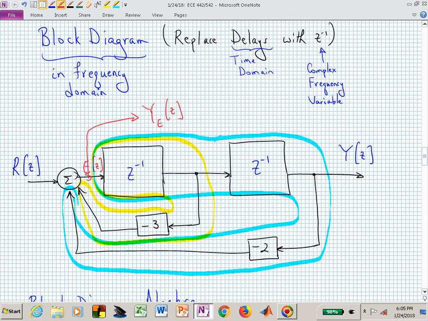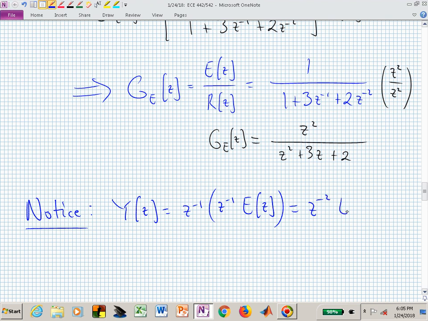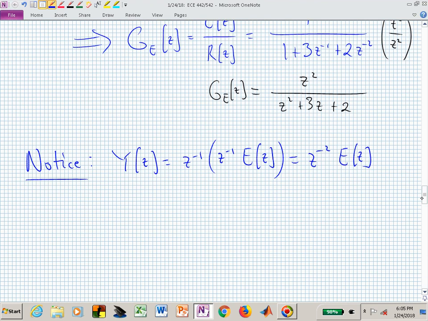What's y in terms of e? Z to the minus 2 times e of z is y of z. Whoa. So notice that y of z is z to the minus 1, z to the minus 1, e of z, which is just z to the minus 2 e of z.